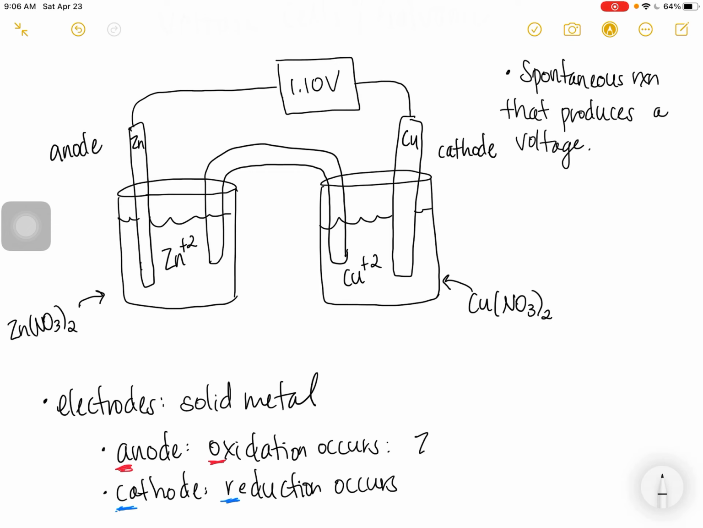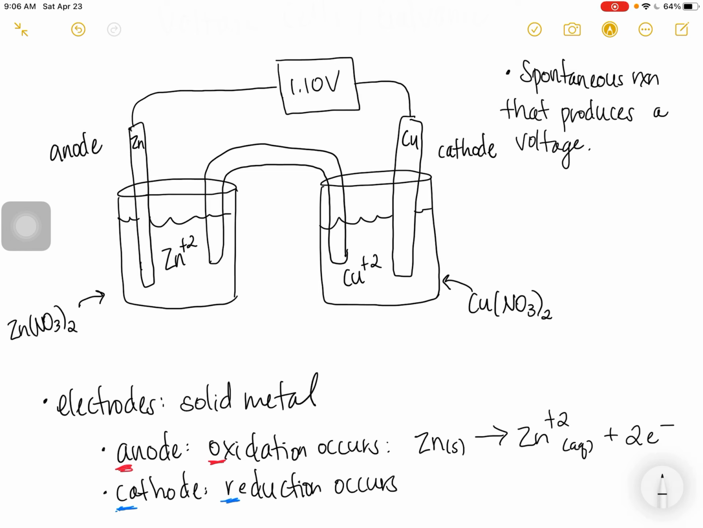And so the half reaction that's occurring at the anode is that the zinc metal is losing 2 electrons and creating the aqueous zinc +2 ion. Okay, remember oxidation is losing. Loss of electrons means they're on the product side. And I know that oxidation occurs at the anode.